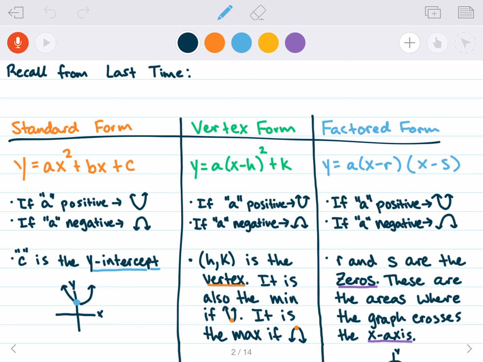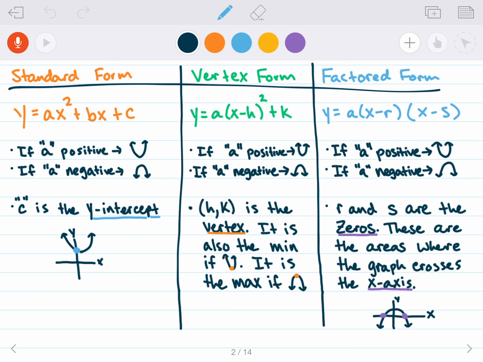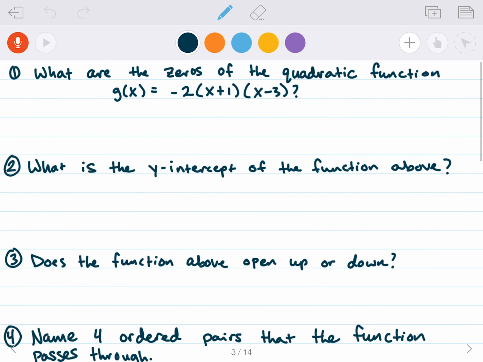Finally, we talked about factored form, y equals a times x minus r times x minus s. Once again, if a is positive, it opens up, and if a is negative, the parabola opens down. We call r and s the zeros. These are also the x-intercepts, where the graph crosses the x-axis, as shown in this little picture here. So let's use what we learned last time and answer these questions.